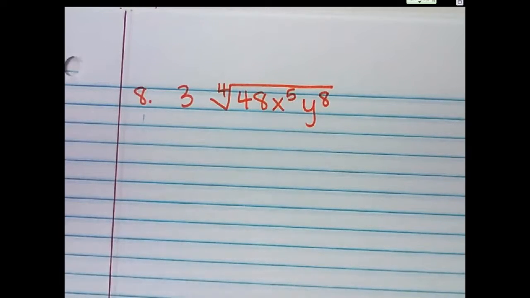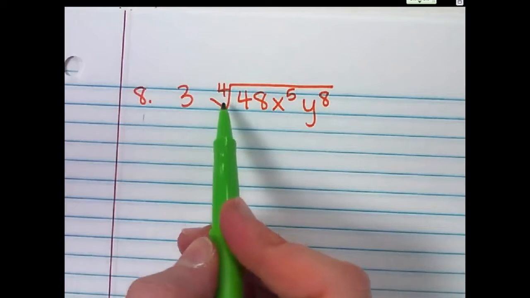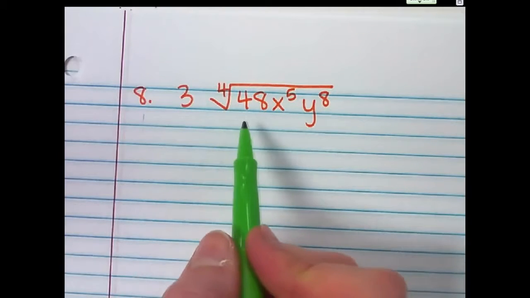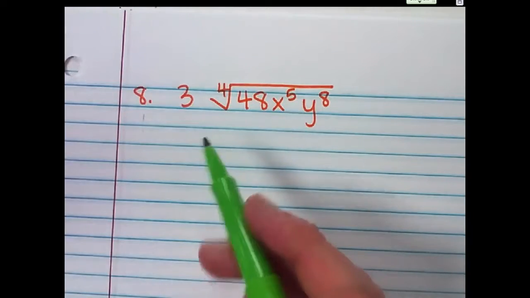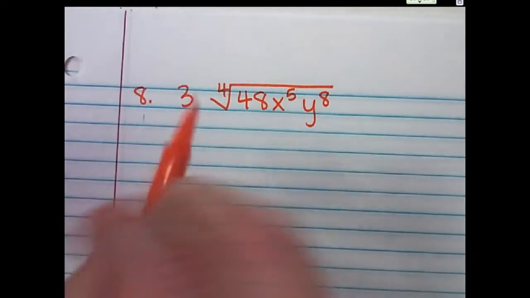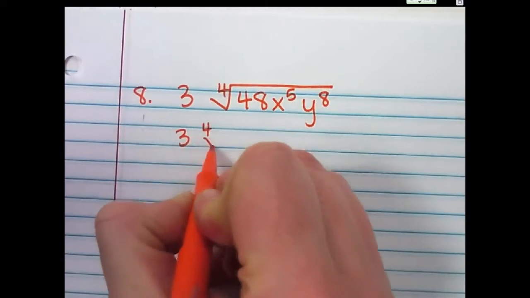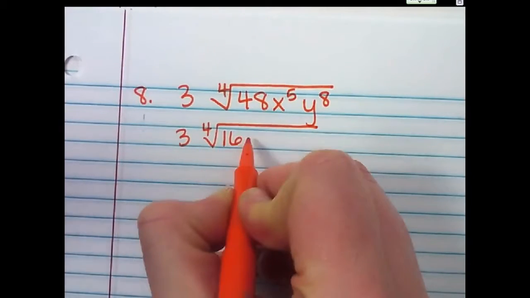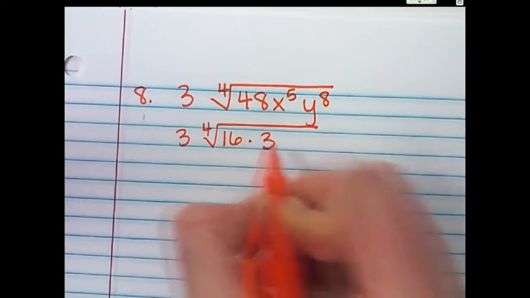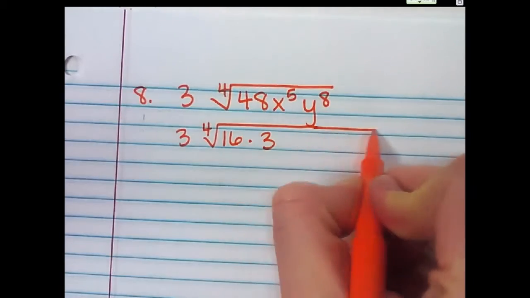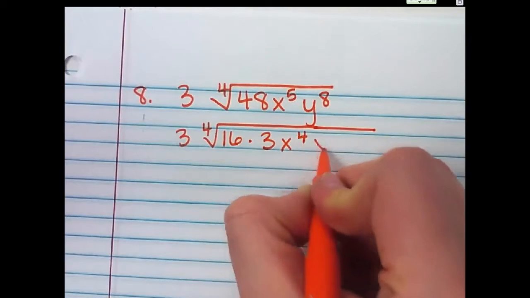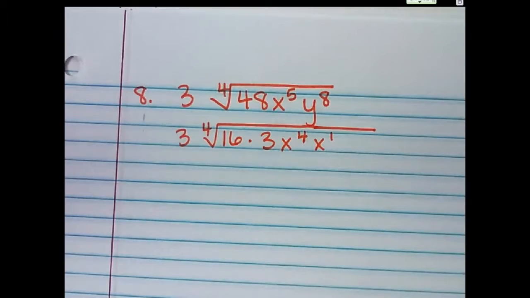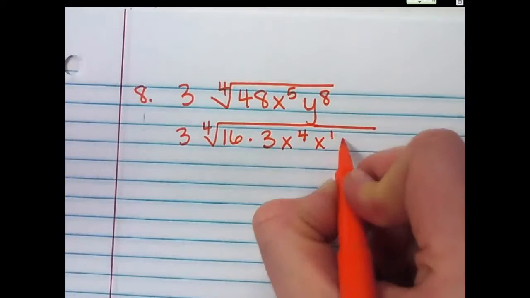Okay, so we have a fourth root. Which one of our, I don't know, all the fours. 16 times, good, 16 times 3. So I have 3 fourth root, and I'm breaking 48 up into 16 times 3. And then I have 5 x's, so I want to split that up: x^4 and then 1 left over. And then I can leave y^8.